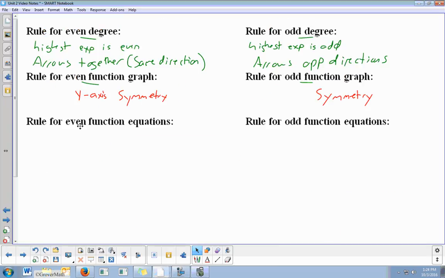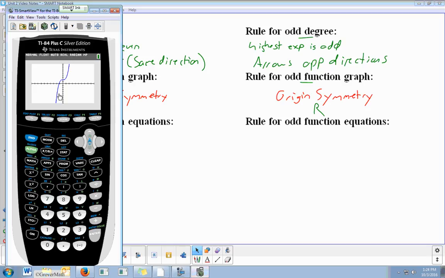So the rule for an even function is y-axis symmetry. An odd function is origin symmetry. And y-axis symmetry is a type of reflection, where origin symmetry is a type of rotation symmetry. So is it a mirror image, or the same upside down? But you'll see graphs that are neither, like this graph right here. If I ask the question, is this odd, even, or neither function? The answer is neither. It's an odd degree, but it's not an odd function.